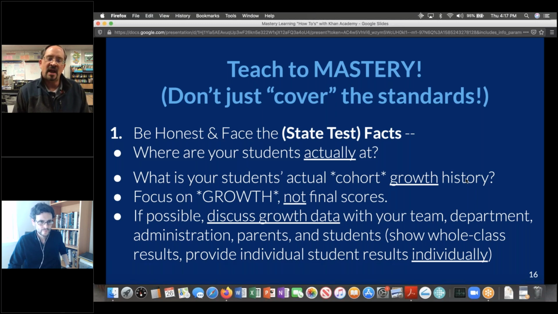And so when I saw that, I said, I need to do something different because it's not working. So focus on growth, not the final scores. And then finally, if possible, discuss the growth data with your team, your department, administration, and most importantly, parents and students. I highly recommend this. This is what I do at back to school night and parent teacher conferences. Show the whole class results and then provide individual student results individually.